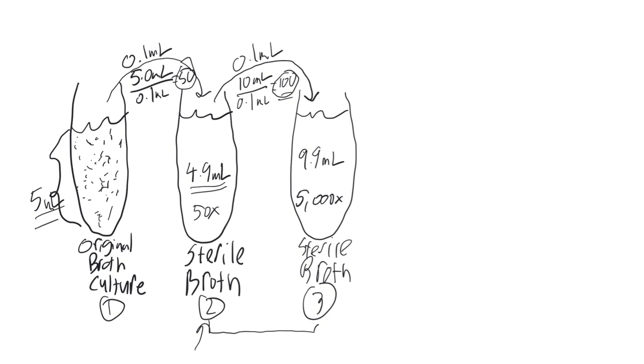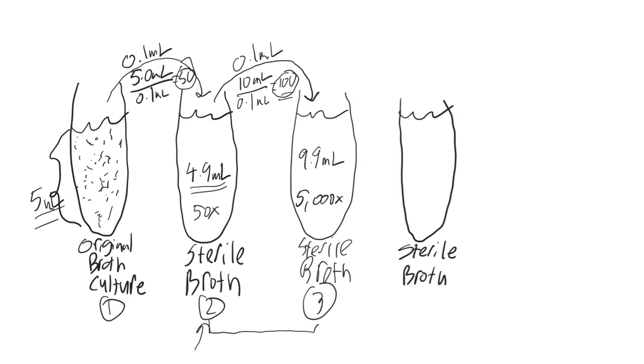Usually we dilute 4 or 5 times before we start plating out. So let me bring in another sterile broth. I'm going to change the numbers around here. Let's say that the amount of sterile broth in this tube is 4.8 milliliters. And now from tube 3 into tube 4, I'm going to pipette 0.2 milliliters.